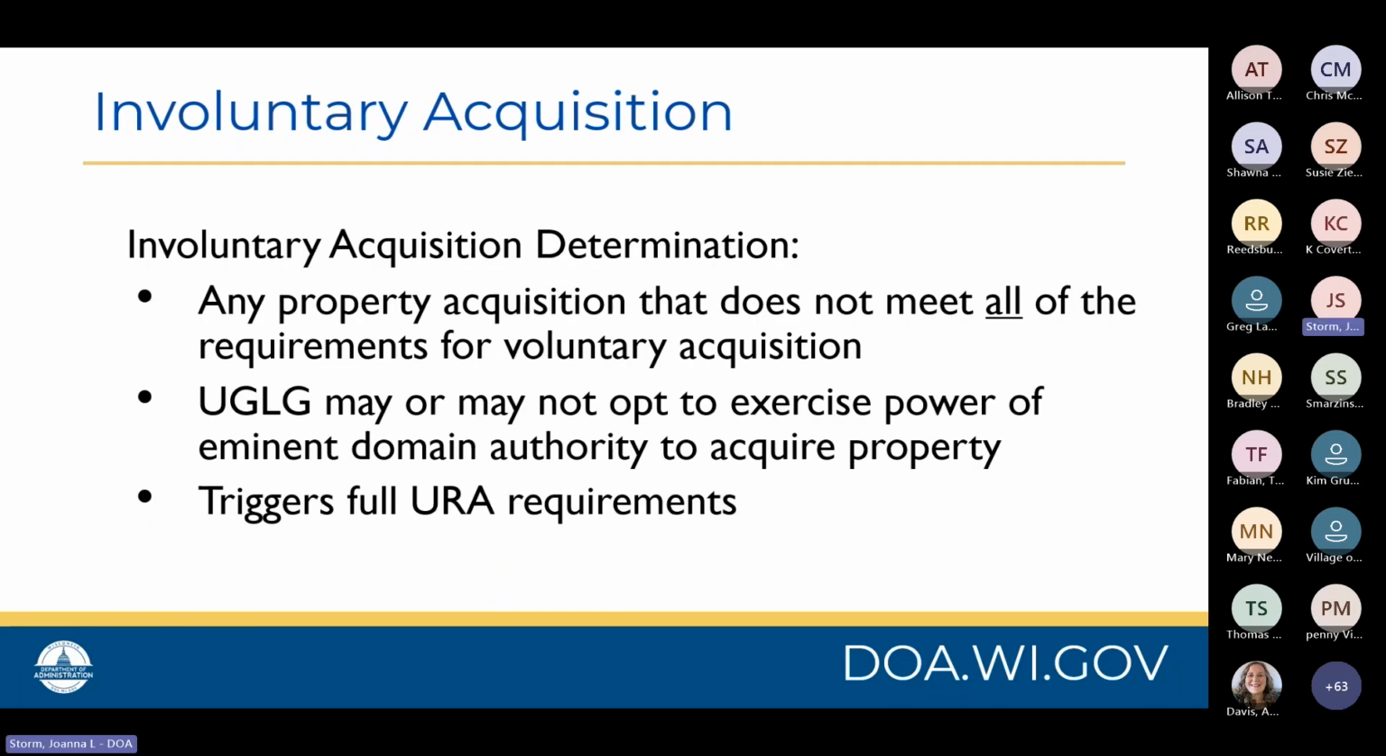When it comes to involuntary acquisition, again, any property acquisition that doesn't meet all of the criteria on the prior slide would be categorized as involuntary acquisition. You as the UGLG or municipality may or may not opt to exercise your power of eminent domain authority to acquire that property. And please note that if the determination is that the acquisition is involuntary, this triggers the full URA requirements.